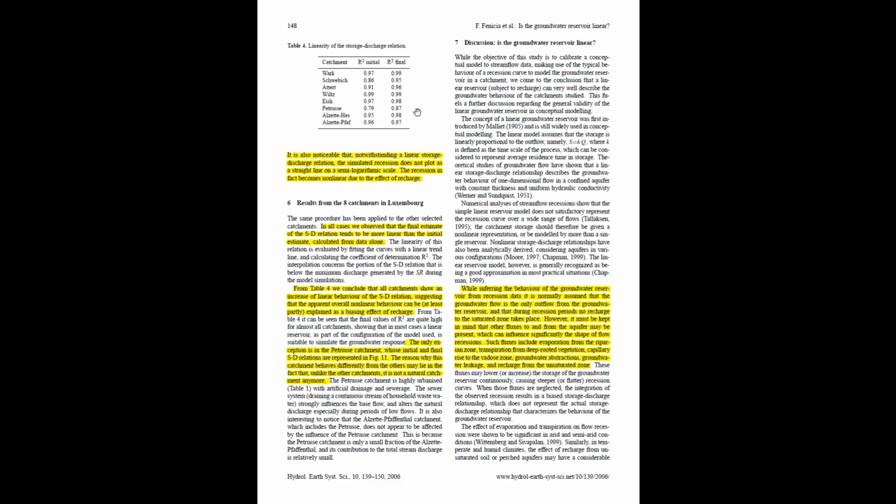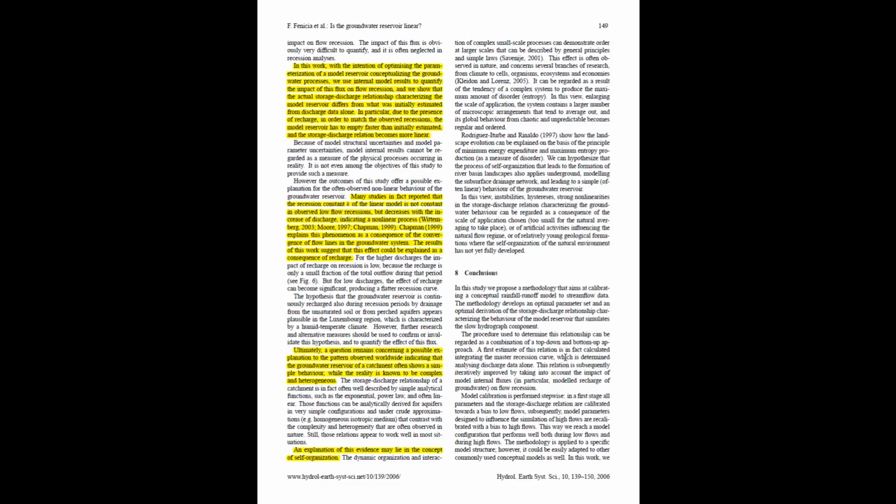I just have to look a little bit for this. So that is mentioned here on the previous page. Evaporation from the riparian zone, transpiration from deep-rooted vegetation, capillary rise to the vadose zone, groundwater abstractions, groundwater leakage, and recharge from the unsaturated zone. And the final one is the one that they actually find or seem to find in the catchment studied in this paper.